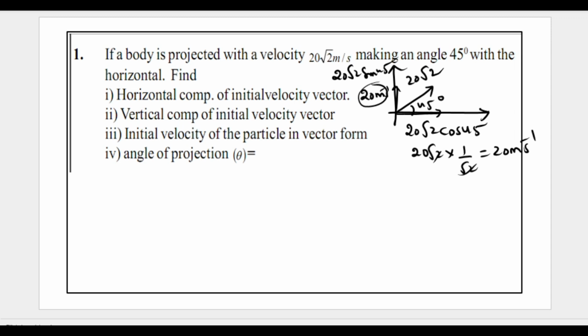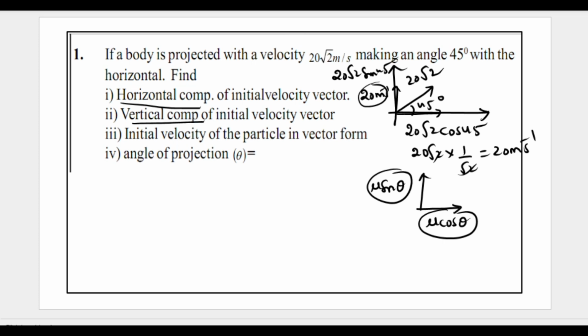Compare this with u cos theta. The initial horizontal component is u cos theta and the vertical component of velocity is u sin theta. In place of u cos theta, we can write the horizontal component of velocity. u sin theta is nothing but the vertical component of the initial velocity vector. So u cos theta is 20 meter per second and u sin theta is 20 meter per second. The horizontal component of the initial velocity vector is 20 meter per second, and the vertical component is 20 meter per second.